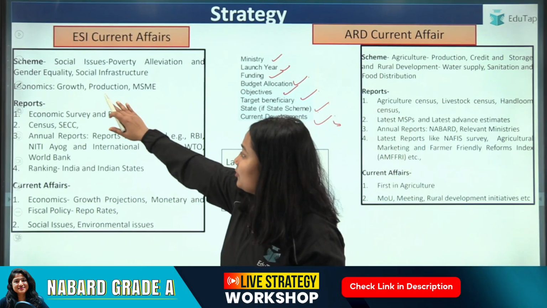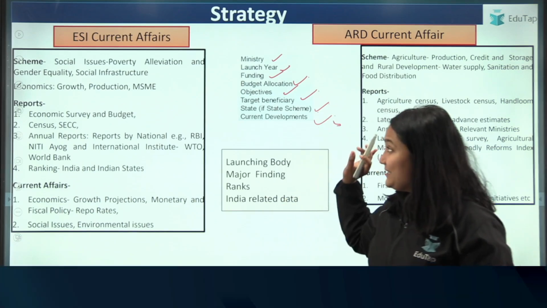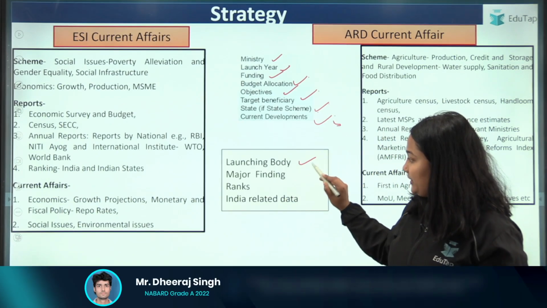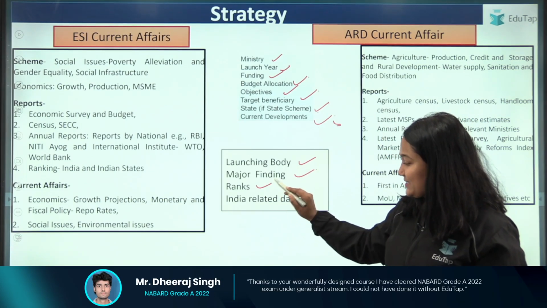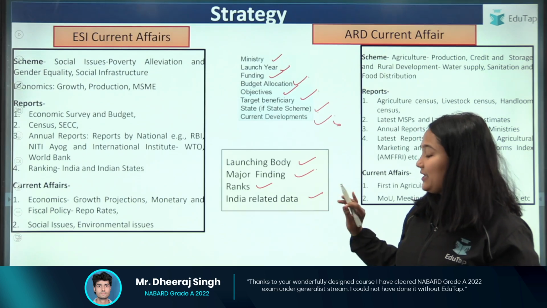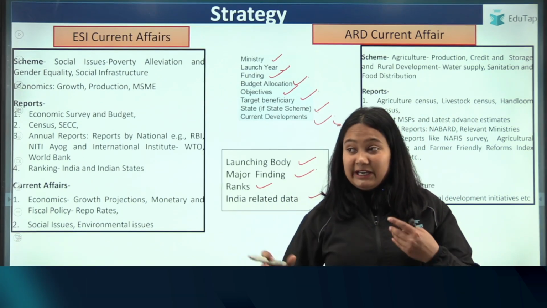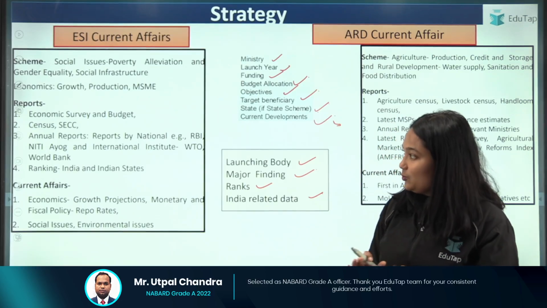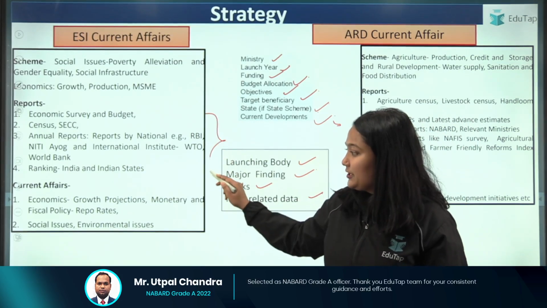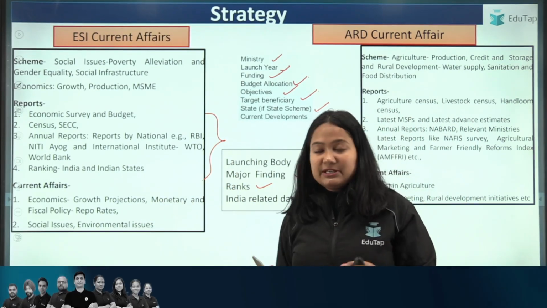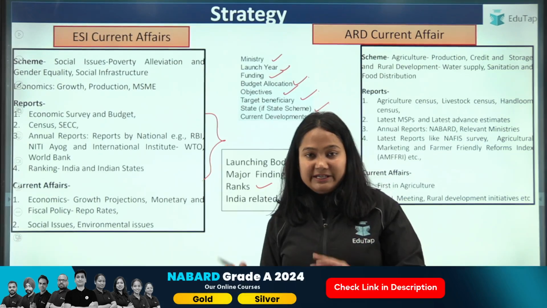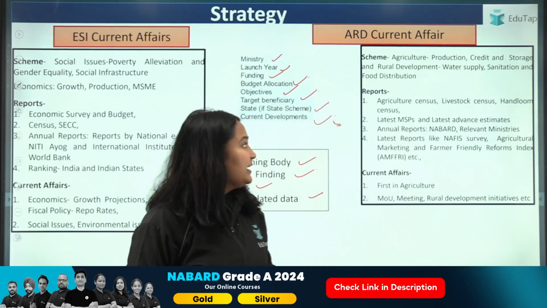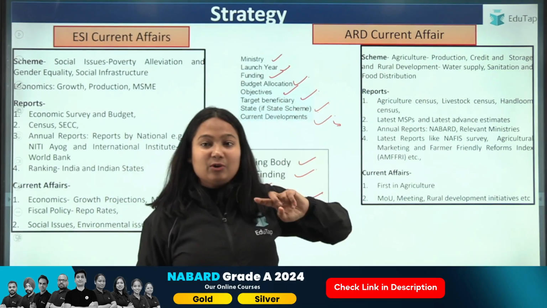Then, if we are talking about the reports part, here in the ESI report you need to do the launching body, major findings, ranks if there are any, and the India-related data, if it is an index or it has mentioned India somewhere in a report. All these kinds of things you need to do. Important reports I have mentioned here. Now coming to current affairs, here you can see what kind of current affairs should be covered in the ESI part.